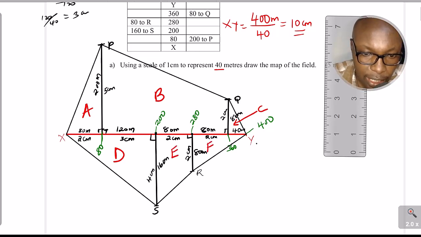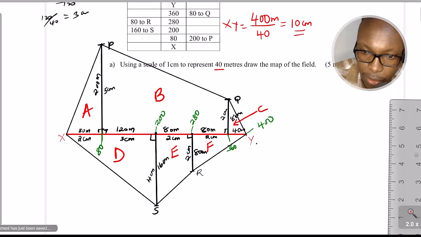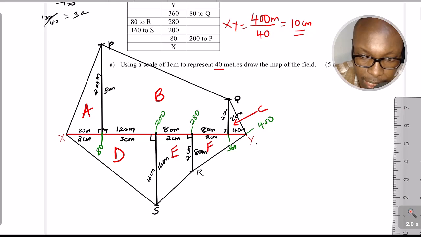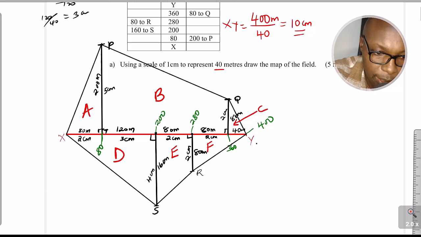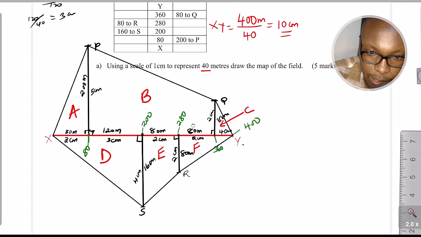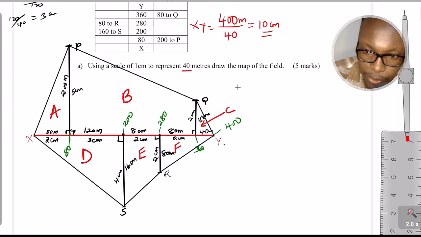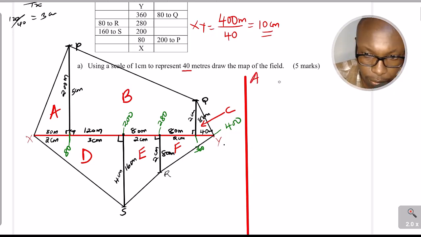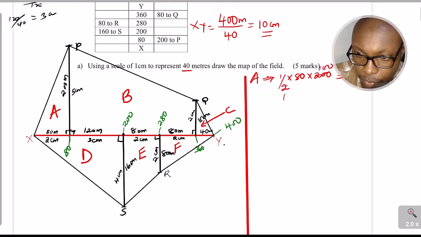So to get the area, you have to add the areas of all these: A, B, C, D, E, F to get the total area. So we start with the first one, A. You can do it here. I want to use this space here. Shape A is a triangle, and the area of that triangle will be a half times the base, which is 80 meters, times the height, which is 200. So 1 by 2 times 200 is 100, and this will give 8,000 meters squared.